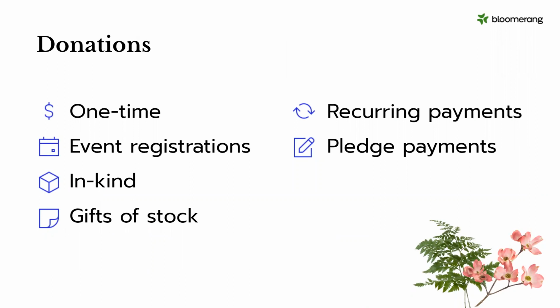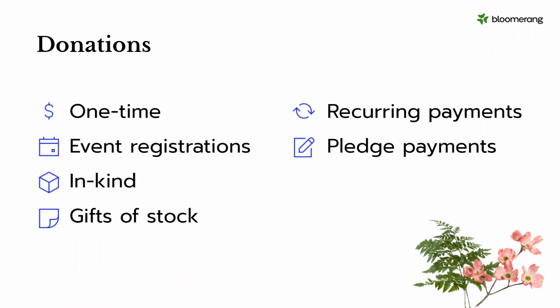including your one-time gifts and your recurring gifts. I separate the recurring payments and pledged payments over on the other side here. We'll see why as we get into the database and enter those. But for donations, you have your one-time donations, you have your event registrations.